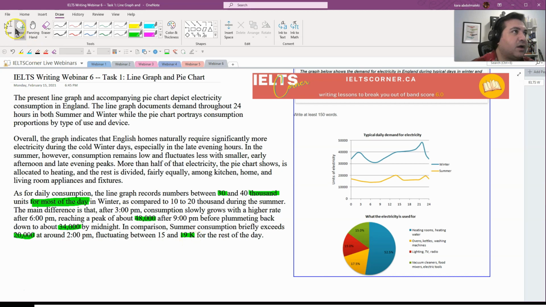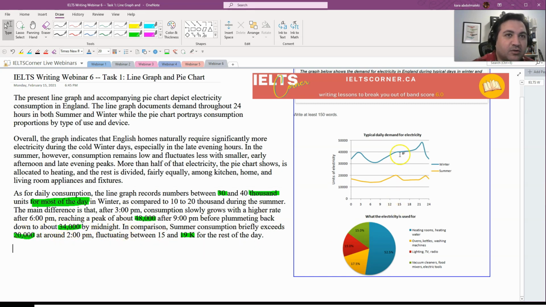Okay. Now, let's read it. As for daily consumption, the line graph records numbers between 30 and 40,000 units for most of the day in winter, as compared to 10 to 20,000 during the summer. The main difference is that after 3 p.m., consumption slowly grows with a higher rate after 6 p.m., reaching a peak of about 48,000 after 9 p.m., before plummeting back down to about 34,000 by midnight.